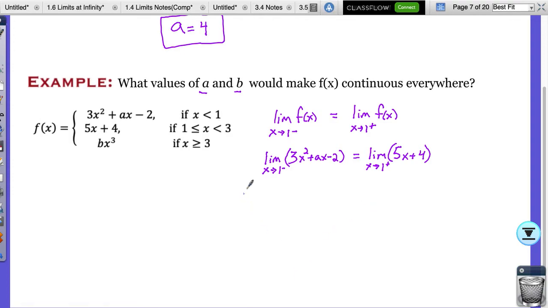On both of those, you can do direct substitution. So you get 3 plus 1a minus 2. If you plugged 1 into the right side, you ended up getting 5 plus 4, which if you went straight to the numbers, 9, that's fine. So this would be a plus 1 is equal to 9. And so to make it continuous between the one less than 1 and between 1 and 3 parts, a would need to be 8.